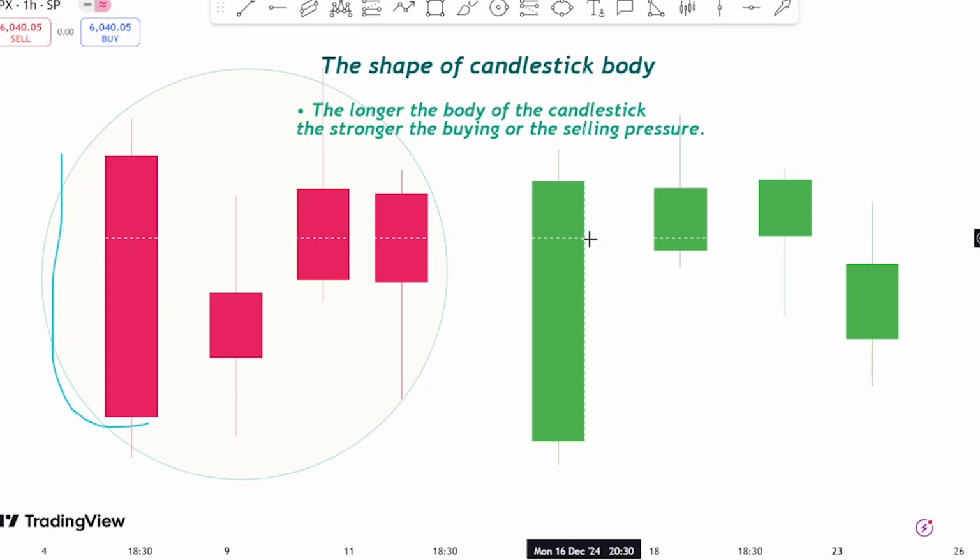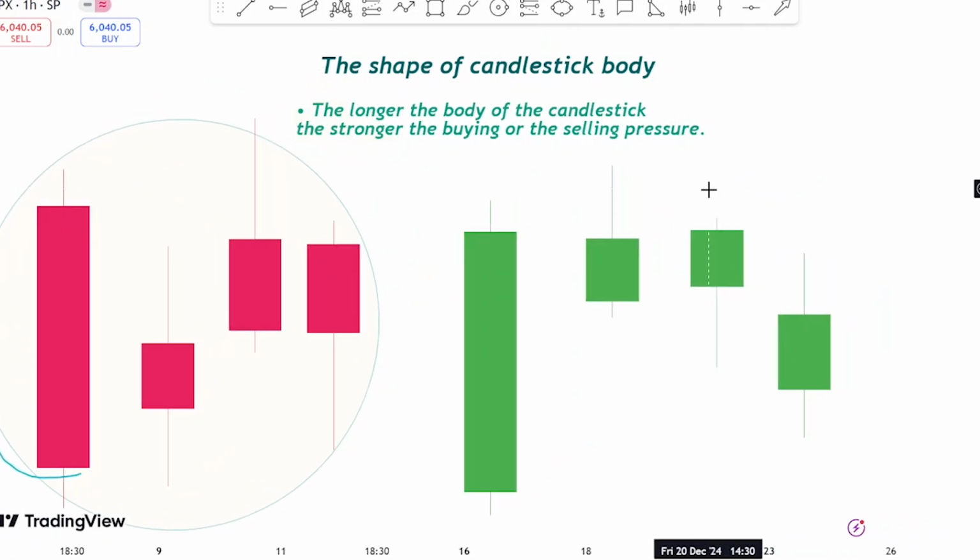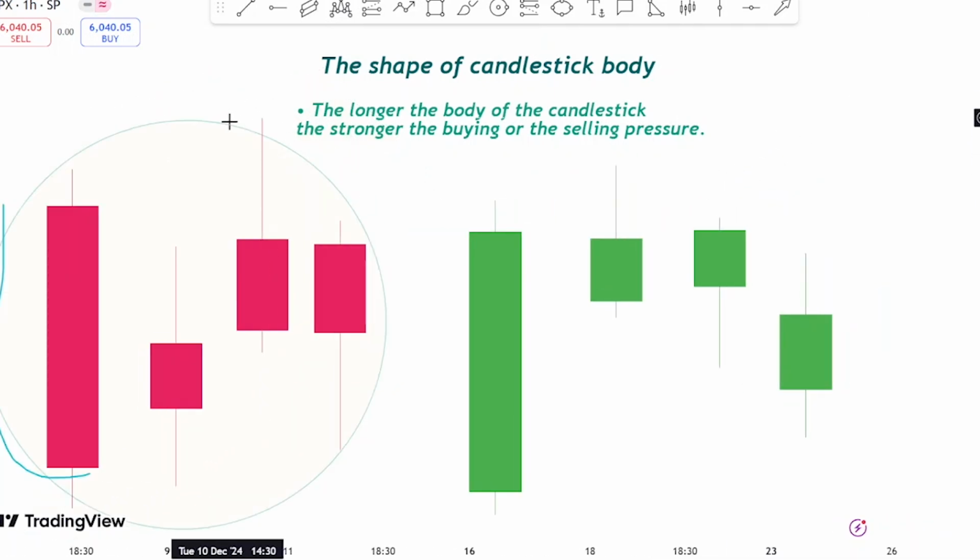Remember, when we are buying, we are moving from the low to the high. We are moving up when we are buying, and we are moving down when we are selling. So, what does it mean from the other small candlesticks? Let's start also from the bearish.